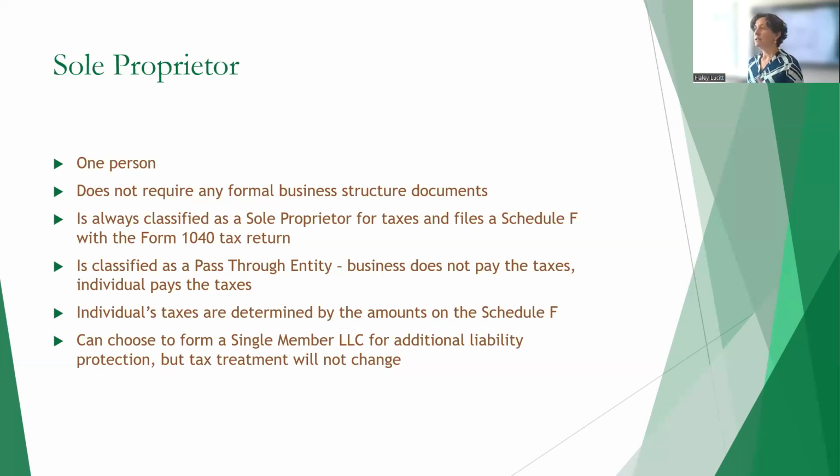Okay. A sole proprietor is the most common farming operation. It's one person, they decide to farm, they don't have any employees, they file a Schedule F and attach it to their individual tax form, which is the 1040. There isn't any paperwork that needs to be filed. You don't have to register with the state. It's very simple. You can choose to have a single member LLC for liability protection, but your tax treatment is not going to change. You'll always still just be a sole proprietor, and everything will be run under your Social Security number.